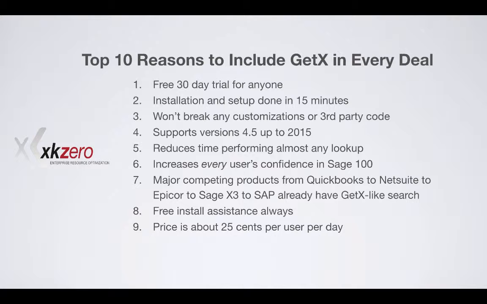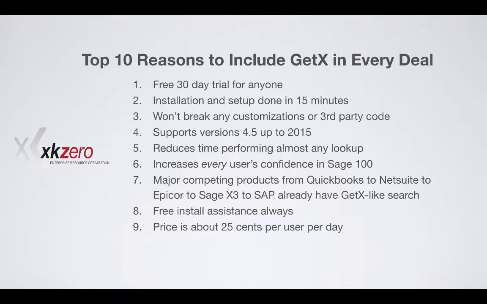And the price. The price for GetX is about 25 cents per user per day. So think about that. If an employer was merely buying a latte from Starbucks, which probably costs about $5, that would be once a month buying a latte for their employee. Well, instead, for the same money, they can give them a universal search system that's going to make using Sage 100 so much easier. So 25 cents per user per day.